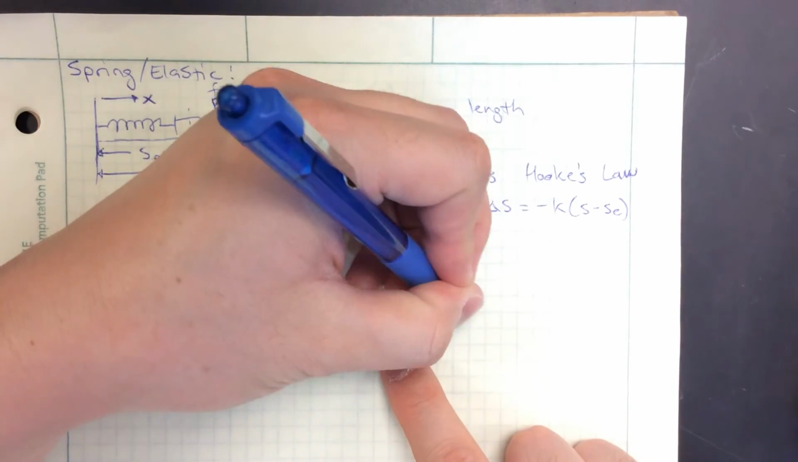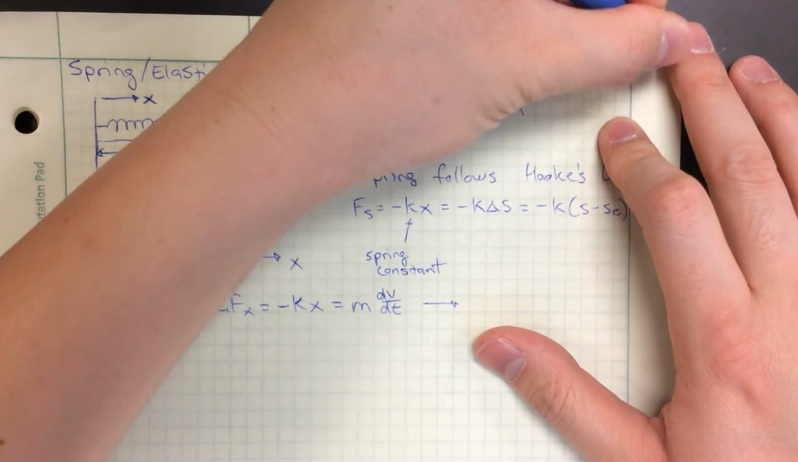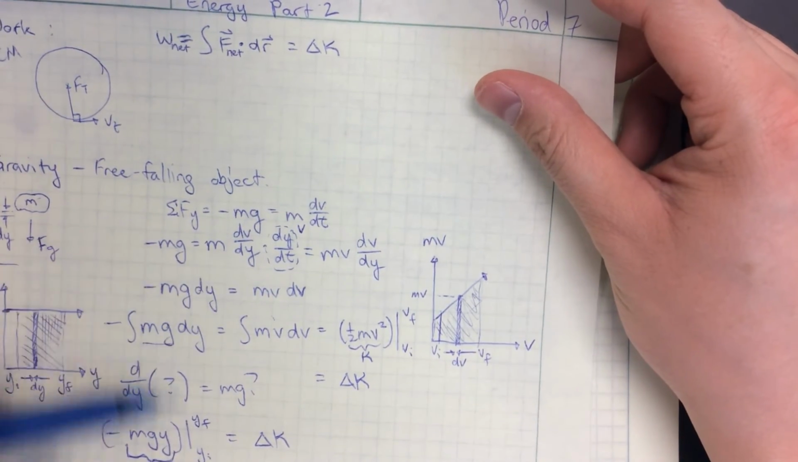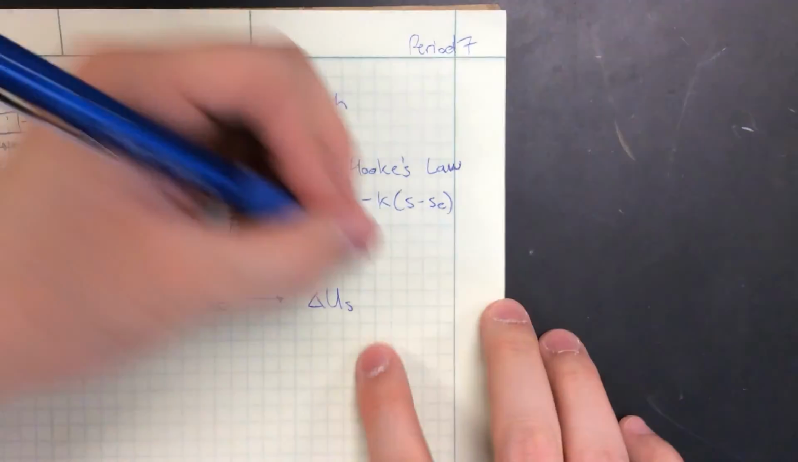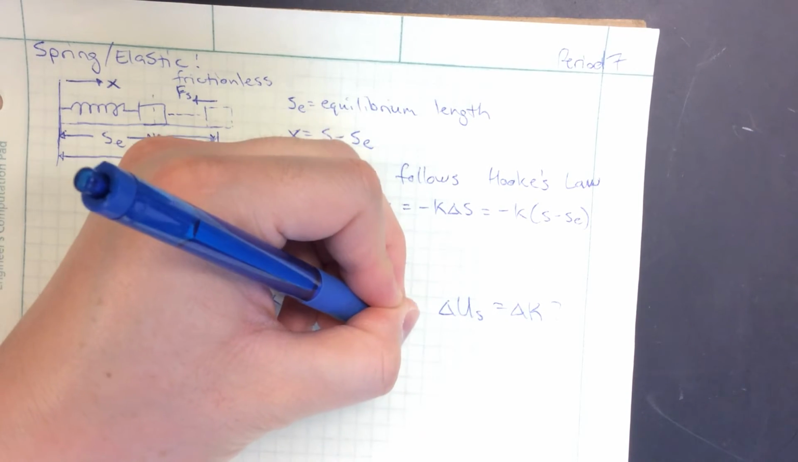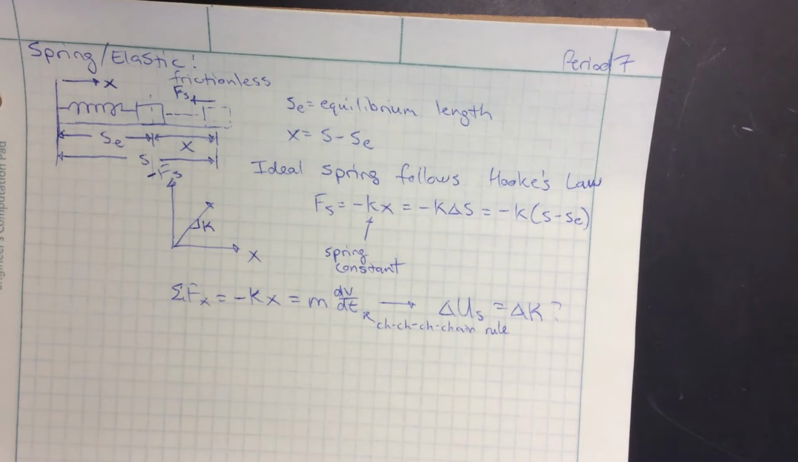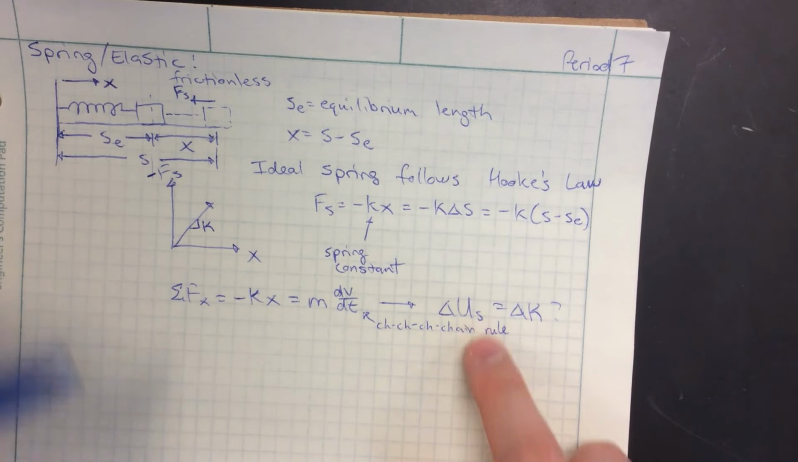So here's what I want you to do. I want you to try and analyze this similar to how we analyzed gravity. See how when we analyzed gravity and we did this dv dy thing and we moved it over, we came up with this expression for gravitational potential energy? I want you to determine if there is a spring potential energy and if that's related to the change in kinetic energy in some way. If you're not sure where to start, start with the chain. Think about how we did gravitational potential energy to see if you can determine if there is a spring potential energy. You got 10 minutes. Give it a shot.